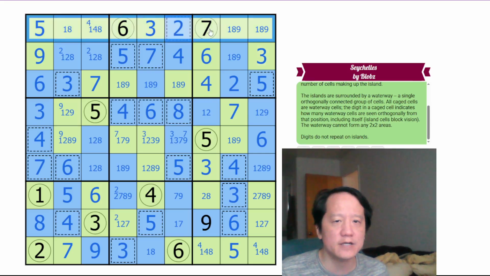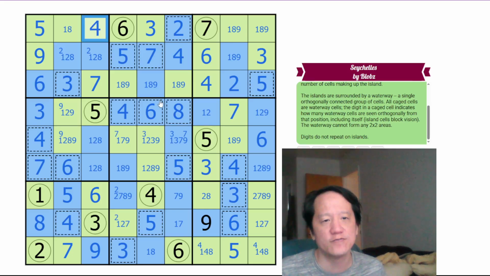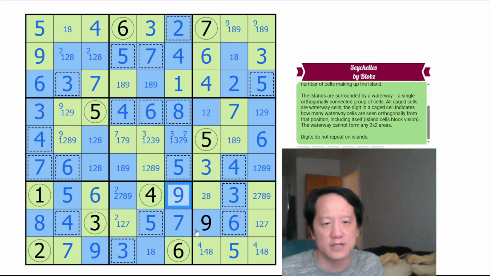We have 1, 8, 9 as a triplet in row 1, which eliminates 1, 8, 9 in the rest of the row. So this can't be 1 or 8. It's 4. We are guaranteed a 9 here, so this cannot be 9 here, which eliminates 9 on the rest of this island, so this can't be 9 there. 8 eliminates 8 here, so that's 1, which makes this 7, which makes that 9.